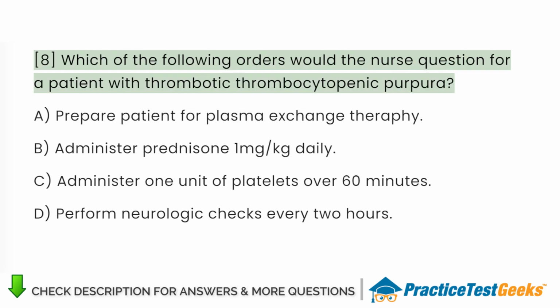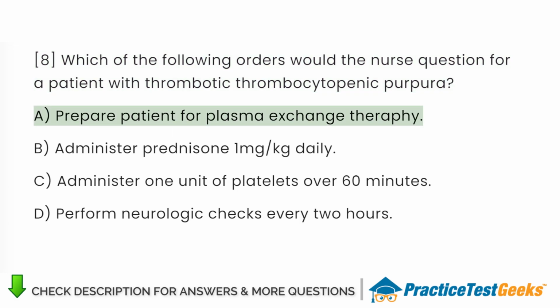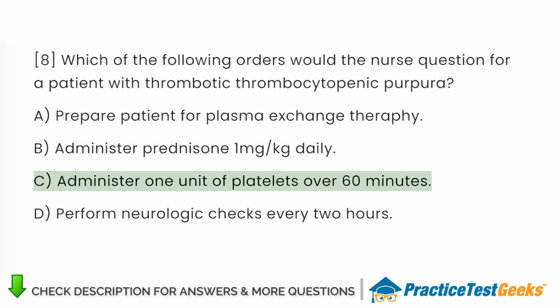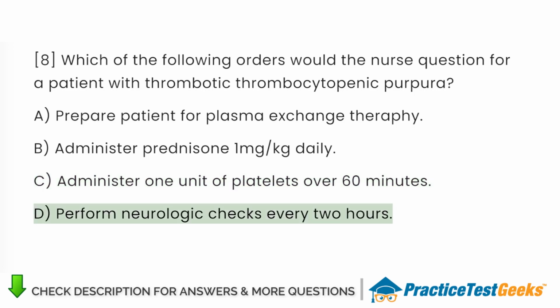Which of the following orders would the nurse question for a patient with thrombotic thrombocytopenic purpura? A. Prepare patient for plasma exchange therapy. B. Administer prednisone 1 mg/kg daily. C. Administer 1 unit of platelets over 60 minutes. D. Perform neurologic checks every 2 hours.